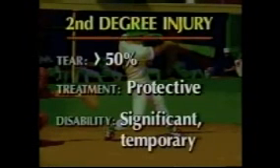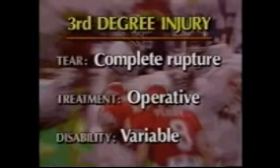Second degree indicates a greater percentage of tearing, depending on the ligament involved. Treatment is protective. Disability, while significant, is temporary. Third degree injuries are readily defined as complete ruptures with demonstrable instability. Treatment is operative restoration, and the degree of disability is dependent on a number of variables.